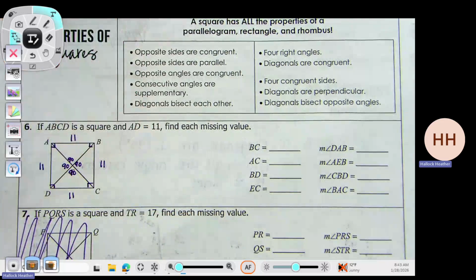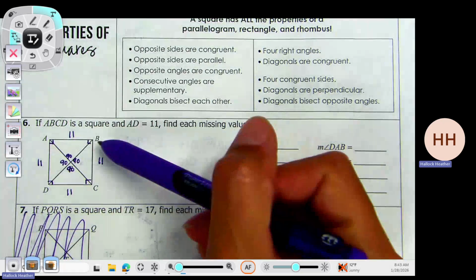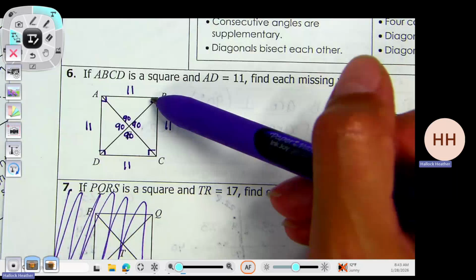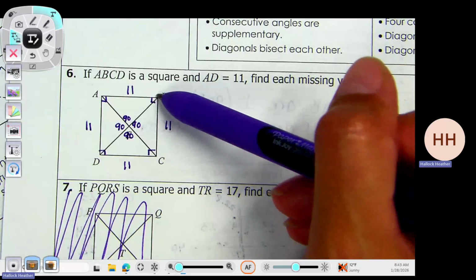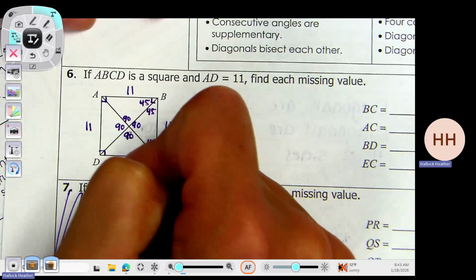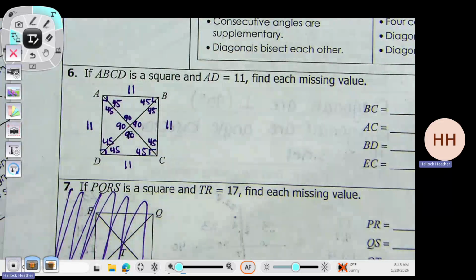Okay. And if you have the same properties as a rhombus, that means that you have angle bisectors. So if each corner of a square is 90 and it's an angle bisector, how much is it on each side of B? 45. So really you have 45 here, 45 here, 45 here, 45 here, 45 here, 45, 45, 45. So everything is being basically split.